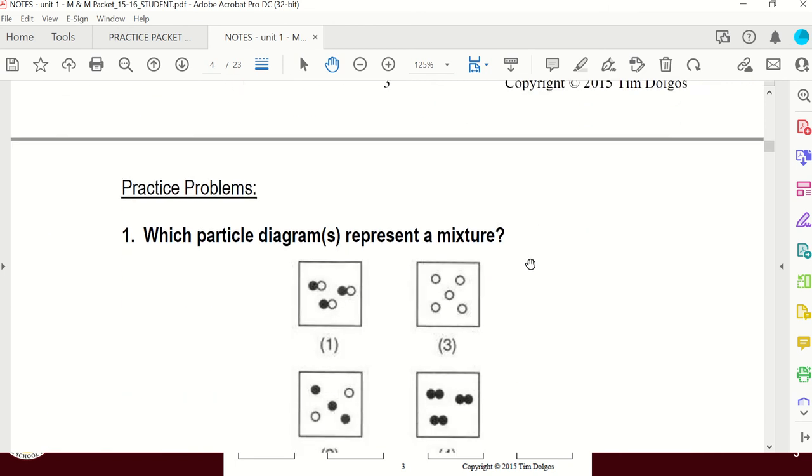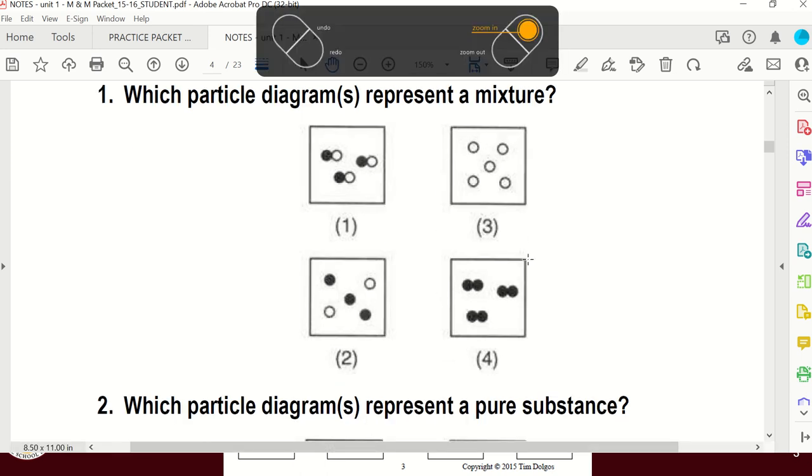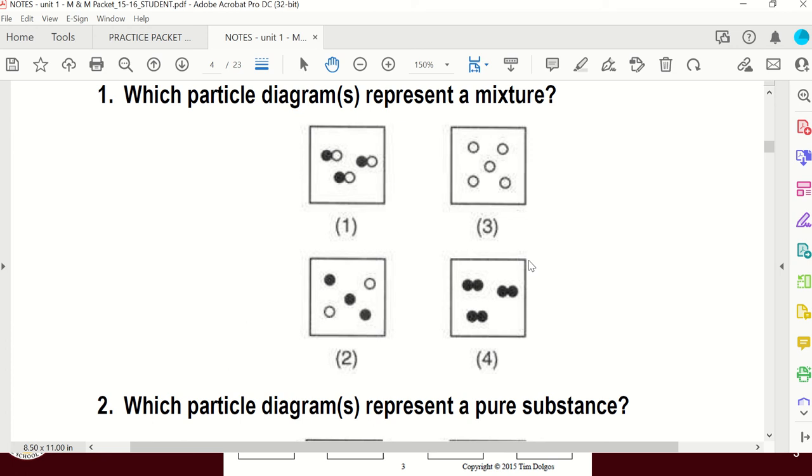Let's take a look at the next page. So we'll practice what we learned. First thing is, which particle, let me zoom in here, which particle represents a mixture? Well, this one is two different elements, it looks like, bonded together. And so this one is not a mixture, it's a pure substance. What type of pure substance? You could tell that these are not the same elements because they're different colors. So this would be a compound or a molecule.